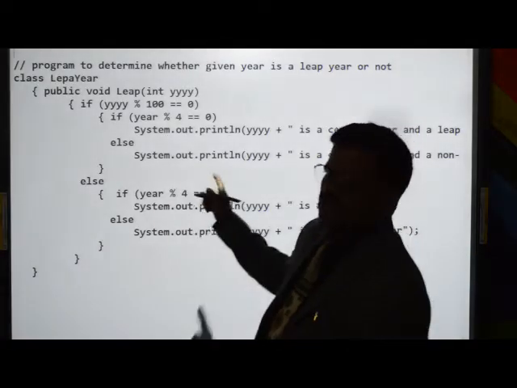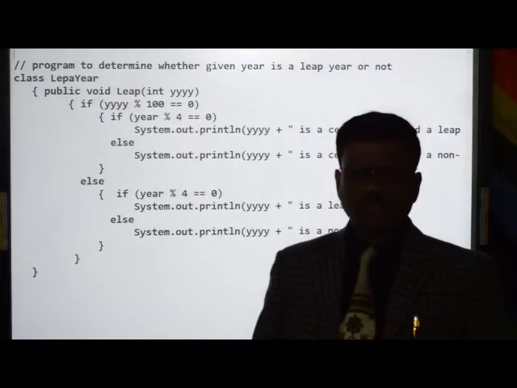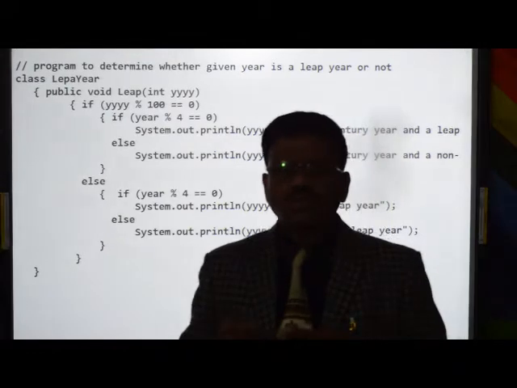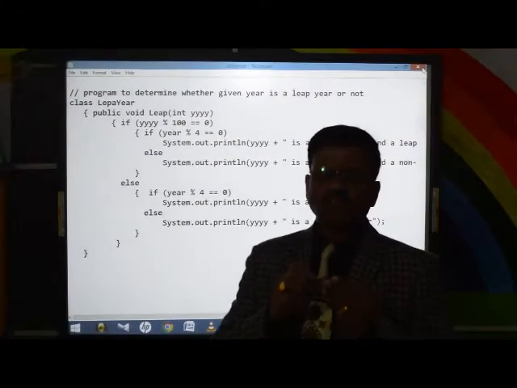Boys and girls, here is the third and last example of if-else statement. Kindly have a look. I repeat again, today we have done 3 programs based on if-else statements.